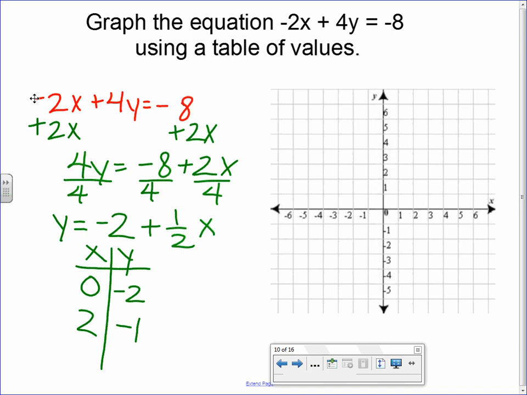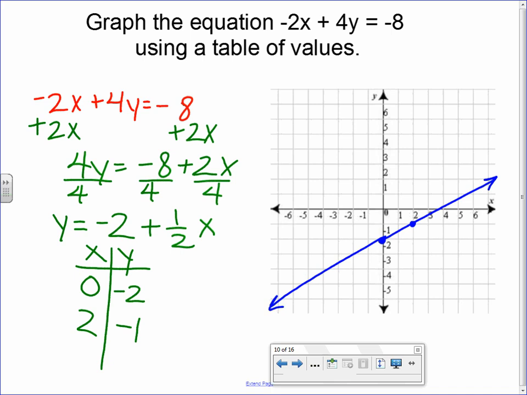So then I can graph those. 0, negative 2, 2, negative 1. Again, extend it all the way through your graph, arrows on both sides. And if you want to check it, plug a couple more points into that xy table and see if everything lines up nicely. Okay? Make sense? Think you can try one?